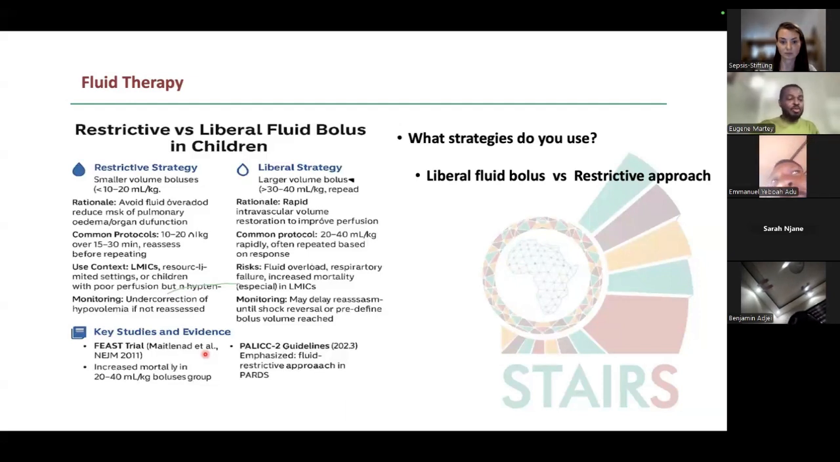Now, the caution is you must carefully monitor these patients when you're giving small aliquots of fluid. Otherwise, you may end up under-correcting their hypovolemia. Okay, and then the reverse is also true. If you're doing the liberal approach, you stand the risk of overcorrecting or overhydrating the patient.